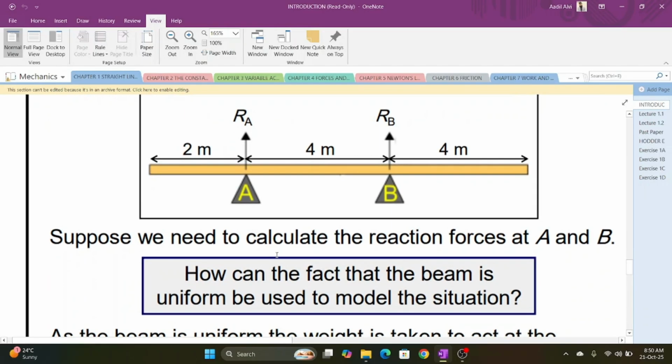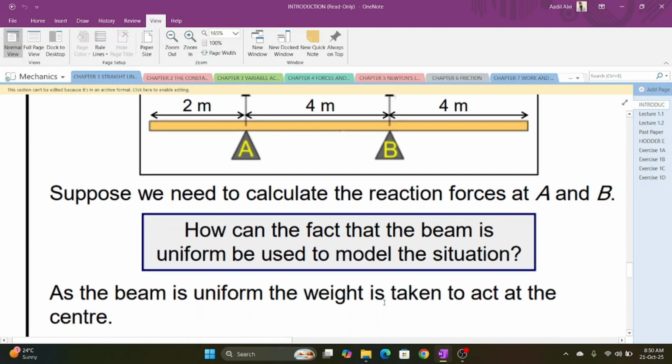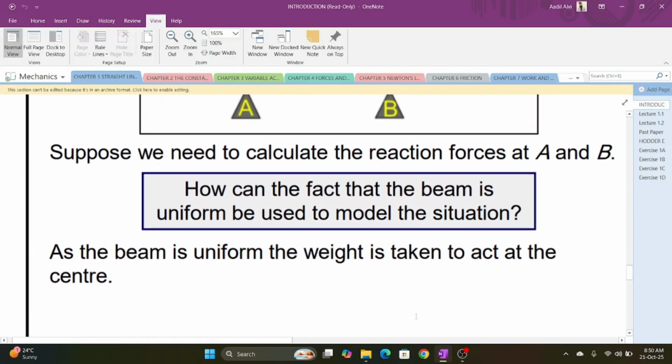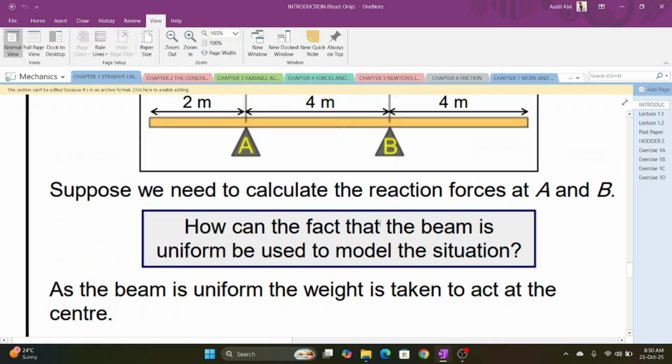So suppose we need to calculate the reaction forces at A and B. How can the fact that the beam is uniform be used to model the situation? As the beam is uniform, the weight is taken to act at the center. So that is what we can assume from it, that the weight acts at the center.